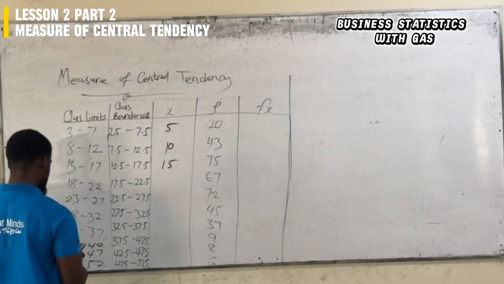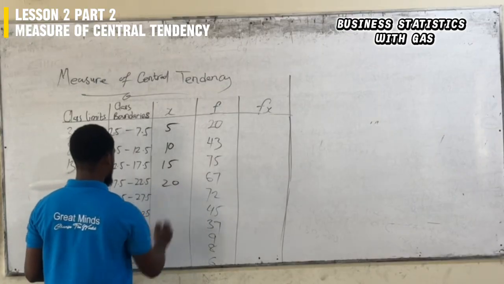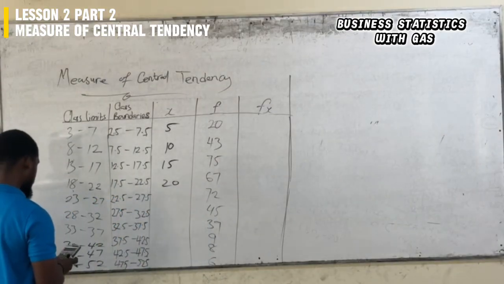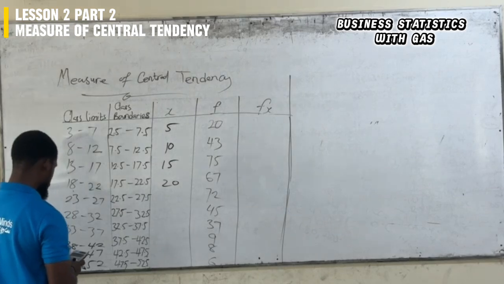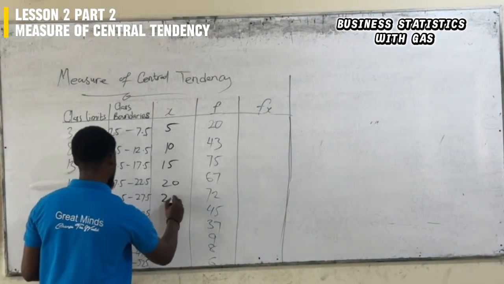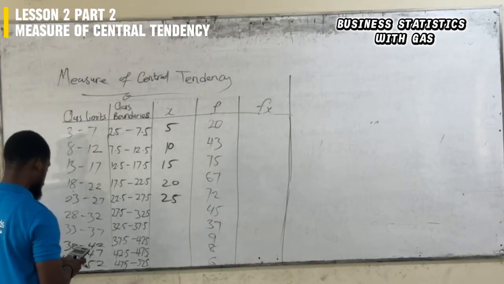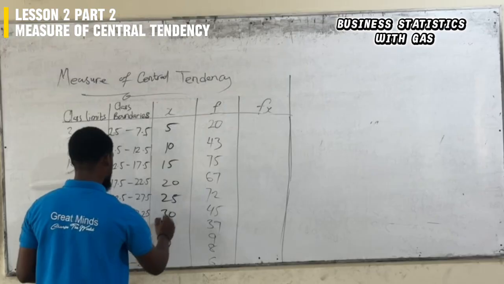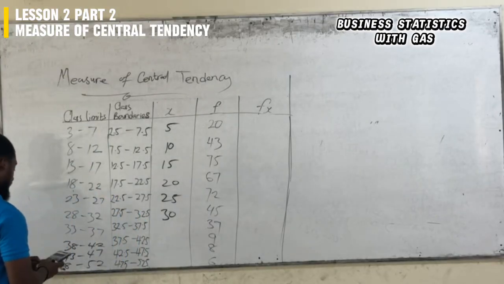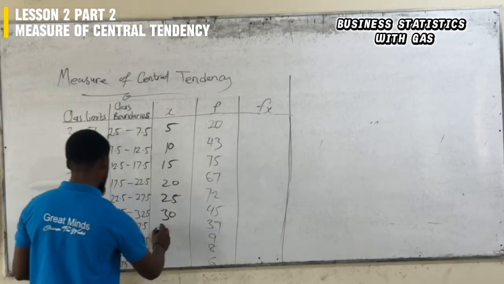When you add 18 to 22, you are getting 40, and when you divide by 2, you are getting 20. When you add 23 to 27, you are getting 50, and dividing by 2, you are getting 25. When you add 28 to 32, you are getting 60, and dividing by 2, you are getting 30. When you add 33 to 37, you are getting 70, and dividing by 2, you are getting 35.